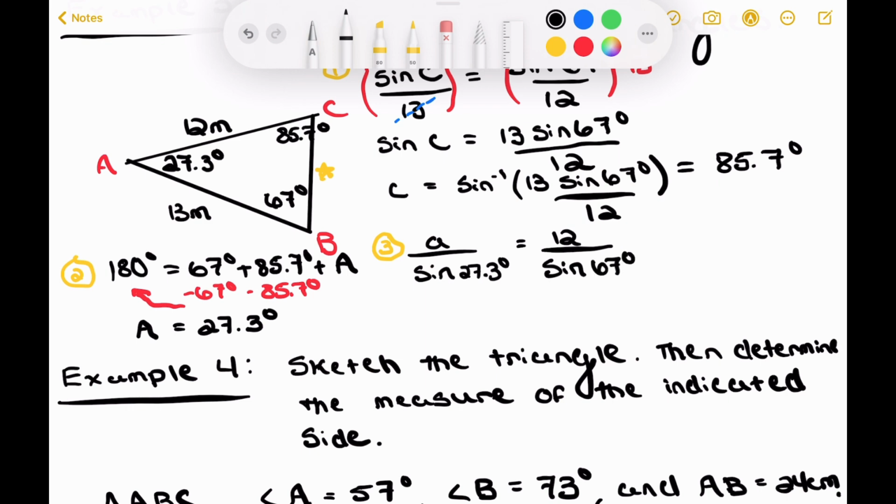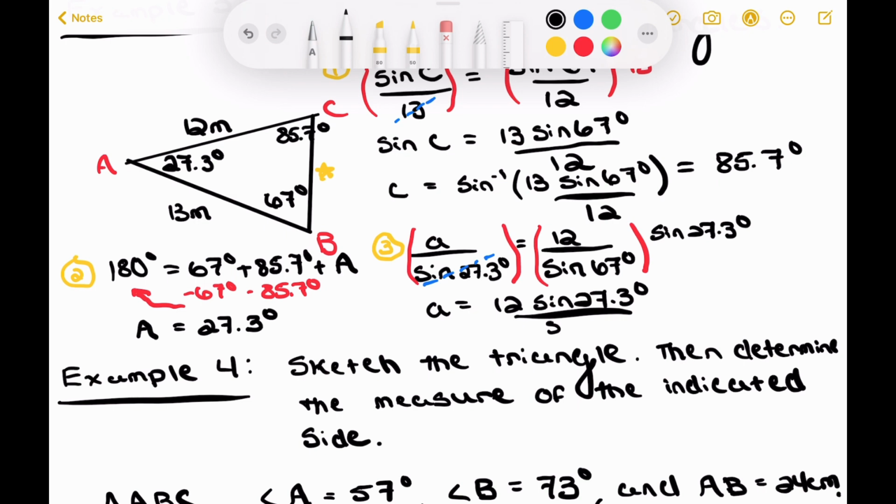And so when we simplify this for A, we do the same thing we've done on the other problems and get whatever is in the denominator out of there and into the numerator on the other side. So we're going to multiply both sides by sine 27.3 degrees. That leaves us with just an A in the numerator because it cancels the denominator on this side. And thus we get A is equal to 12 times sine 27.3 degrees over sine 67 degrees.